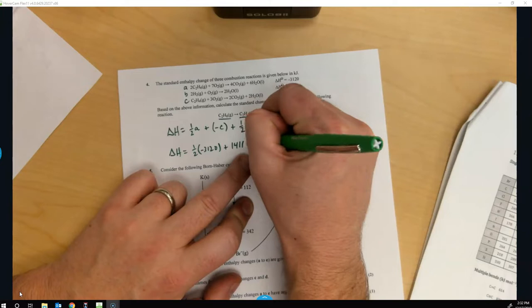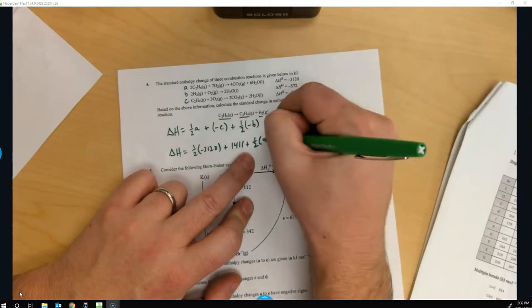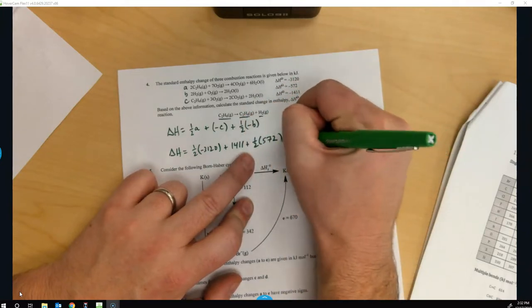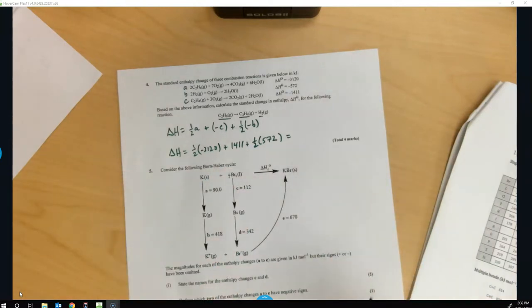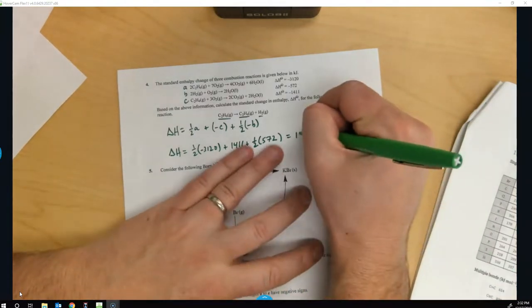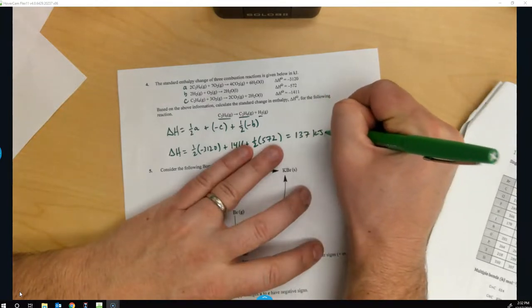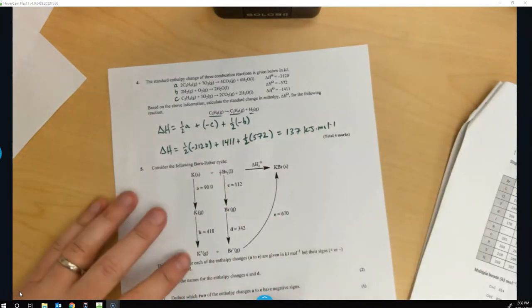So I'm going to have plus 1/2 times positive 572. And when I punch all those numbers into my calculator, I get positive 137 kilojoules per mole.